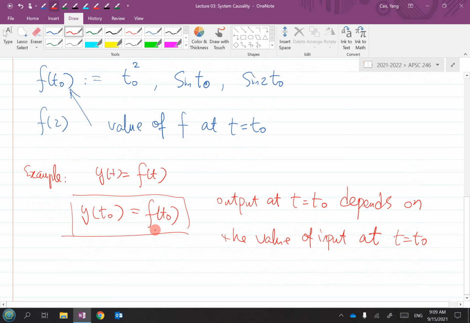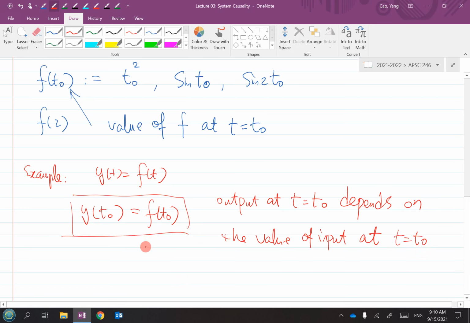You look at the expression, right? So does it depend on the value at t naught minus 1? No, it doesn't, right? Of course, I'll give you another example where you'll see it depends on some other values of the input. But this one here, the output only depends on the input value at t equal to t naught. That's how you interpret this expression, all right?